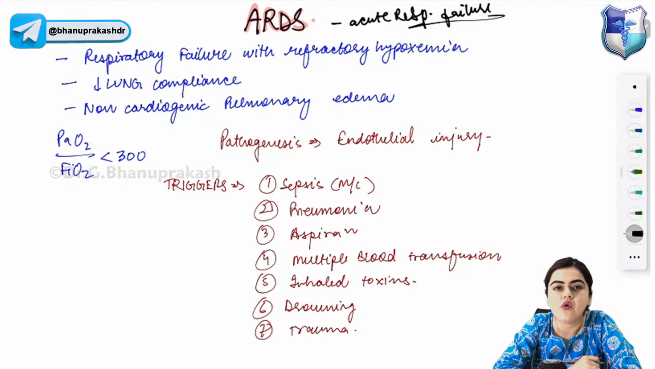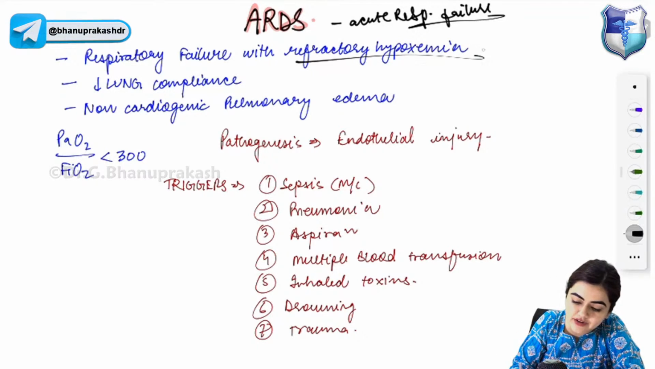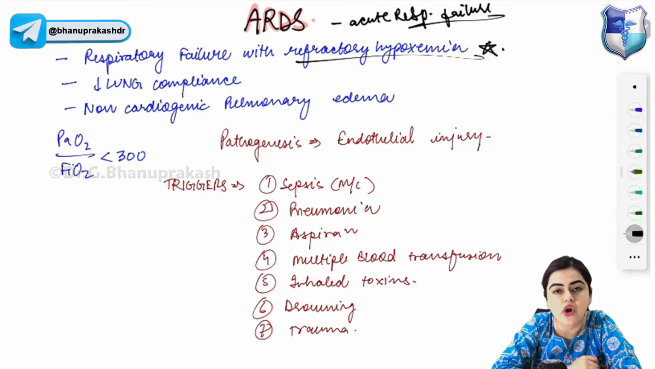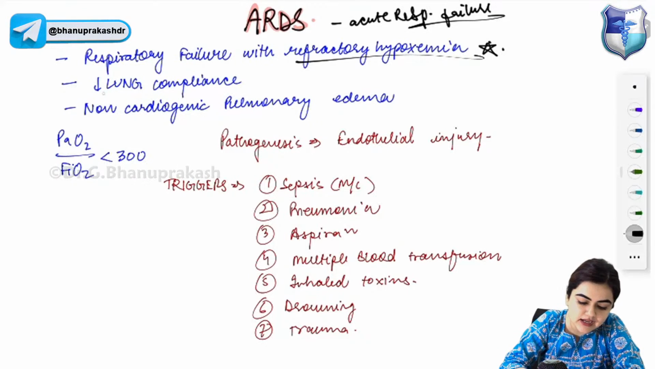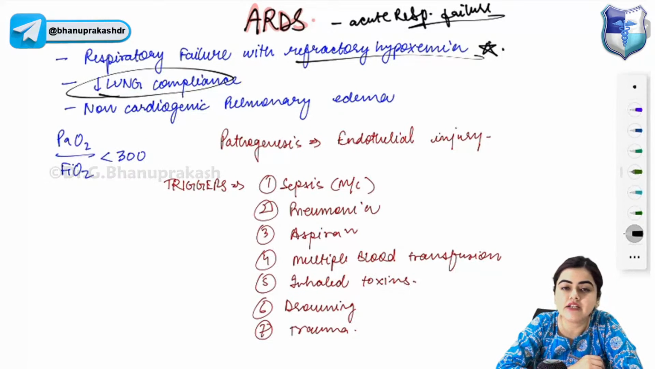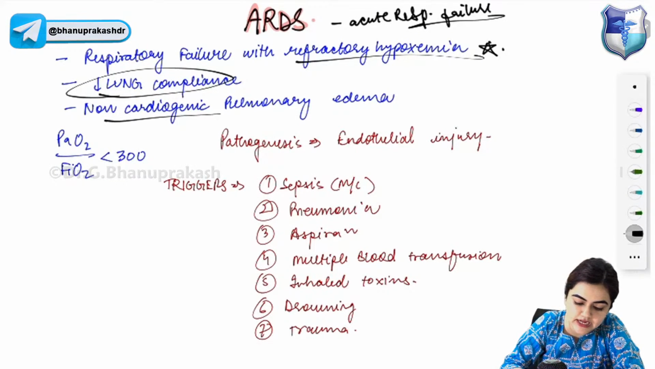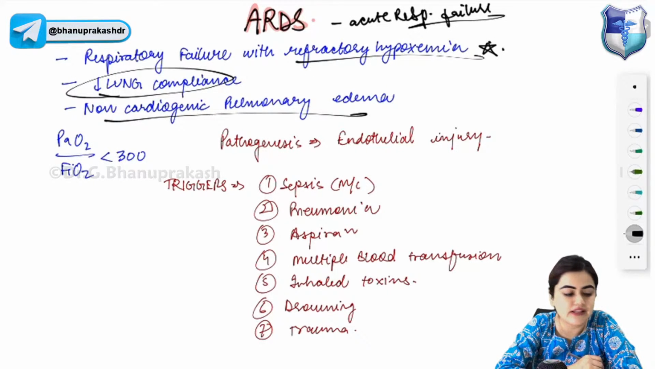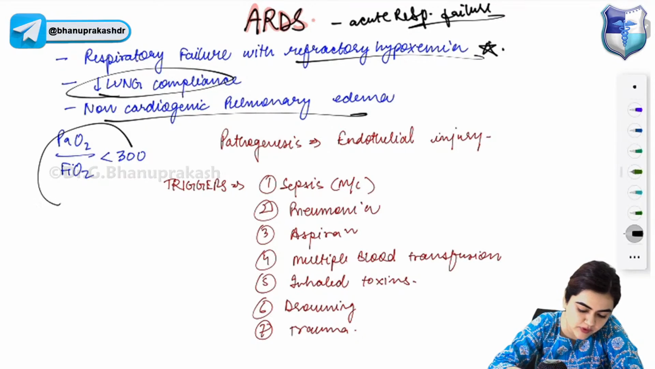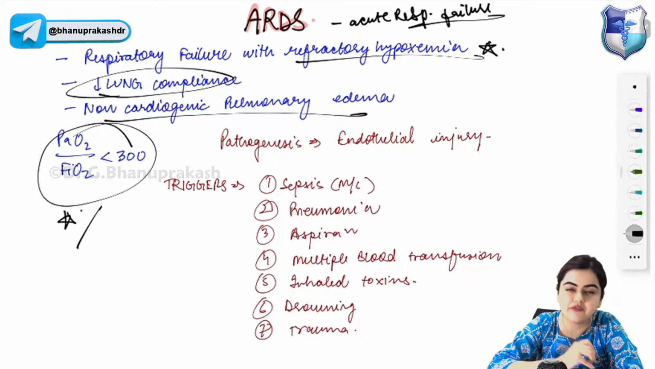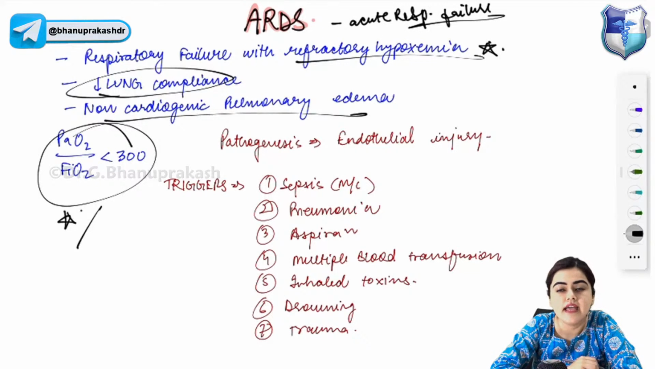Okay, now ARDS is characterized by respiratory failure with refractory hypoxemia, which is not responding to anything. The lung compliance will be decreased and there will be non-cardiogenic pulmonary edema, not associated with any cardiogenic cause. The PaO2 by FiO2 value, you have to remember, will be less than 300 in case of ARDS.